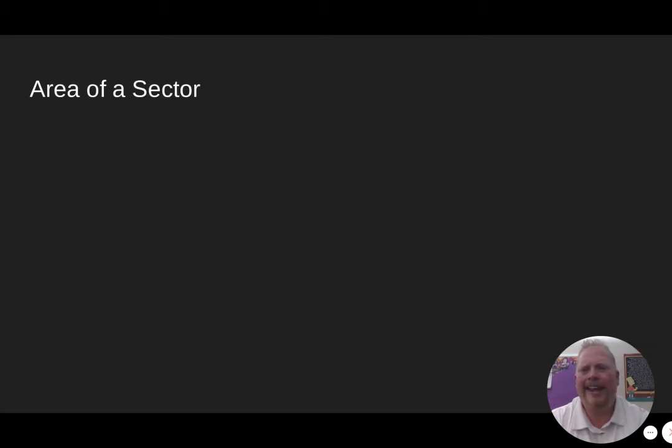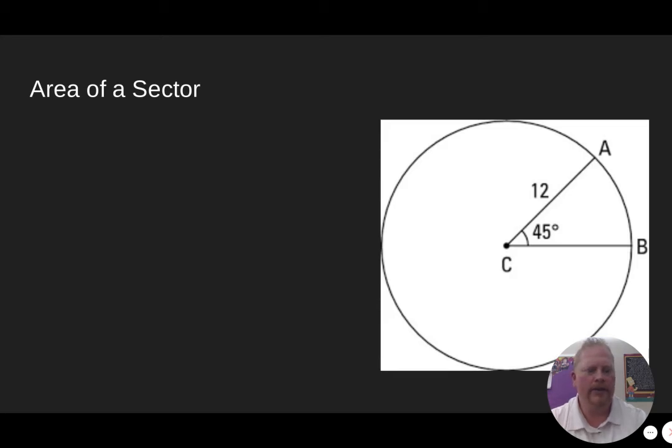So let's talk about an area of a sector. A sector is just a portion of the whole circle. So anytime you have any sort of round food like a pie or a cake or a pizza, and you take a section out of it, you've just taken a sector of whatever that thing is. So in this case, the sector is from A to C to B. It's that whole pizza shape right there.